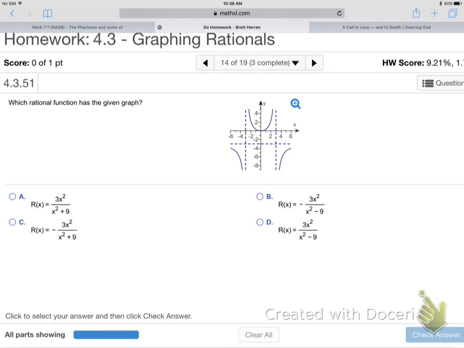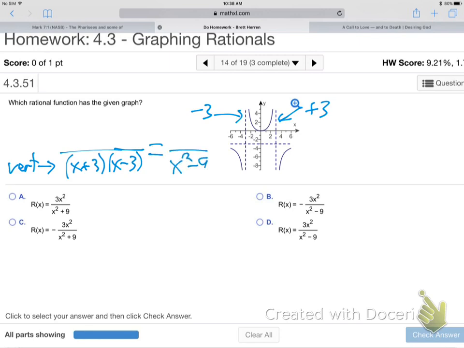Well, first off, notice the verticals. This vertical at plus 3 and at minus 3. Vertical asymptotes. Where do vertical asymptotes come from? Denominator. That means there must be an x plus 3 and an x minus 3 for the vertical in the denominator. You with me? There's got to be. And what is that? X squared minus 9, right? In the denominator. Got to be.